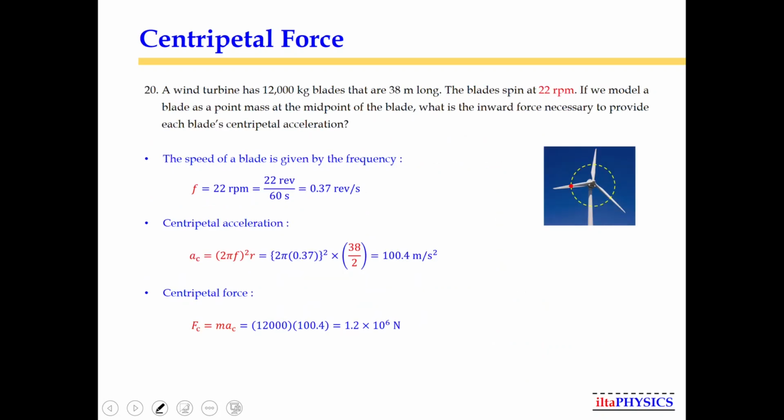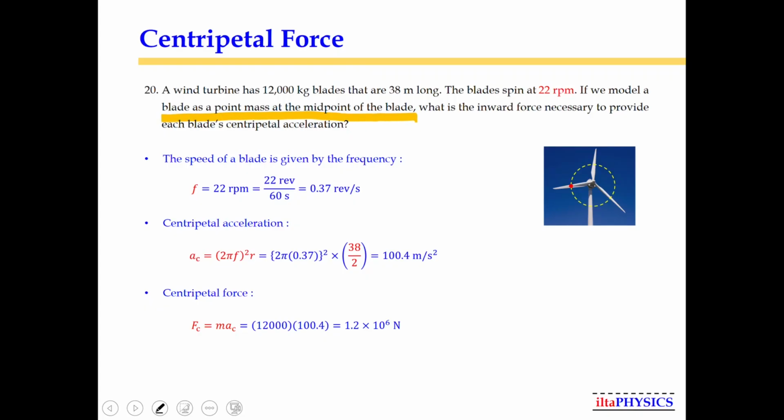For problem number 20, let's calculate the centripetal force acting on the blade of a wind turbine in circular motion. As shown in the figure on the right, the total length of the blade is 38 meters, and the problem asks for the centripetal acceleration at the center of mass, assuming it is exactly at the midpoint.